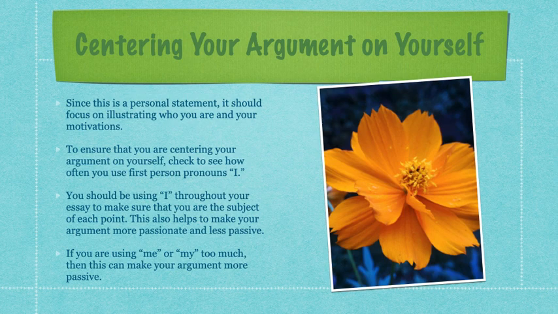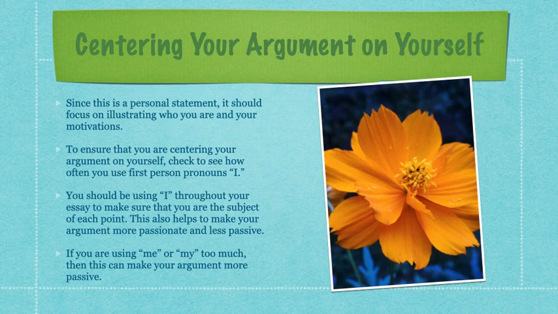So in terms of a strategy, the easiest way that we can make sure you're centering an argument on yourself is to really check and see how often you use the first person pronoun, I. That is our first person subject pronoun. So if you're using that, it's going to make you the subject of the sentences, and that's really how it's going to center on you. So you're reiterating essentially that you are the subject of this essay and other people are just a part of your story or part of your experience, but it's all about you.